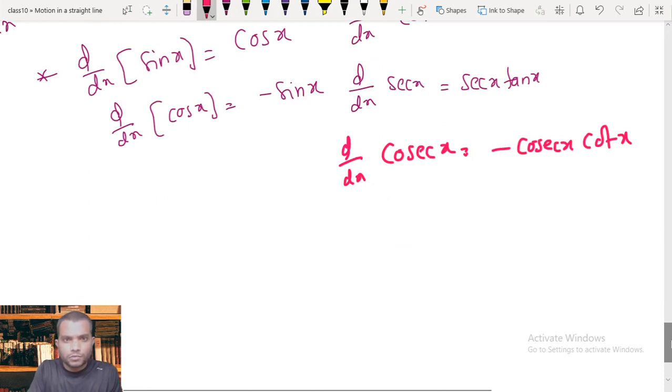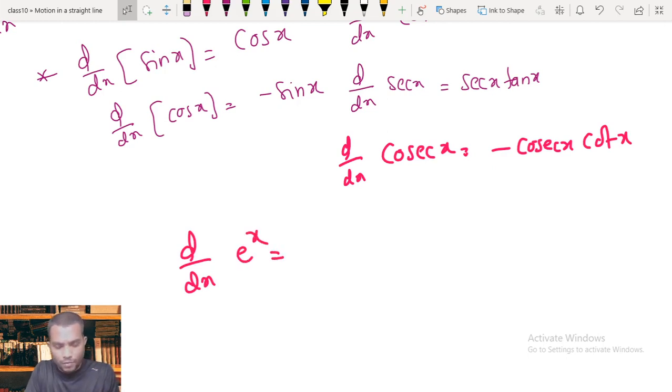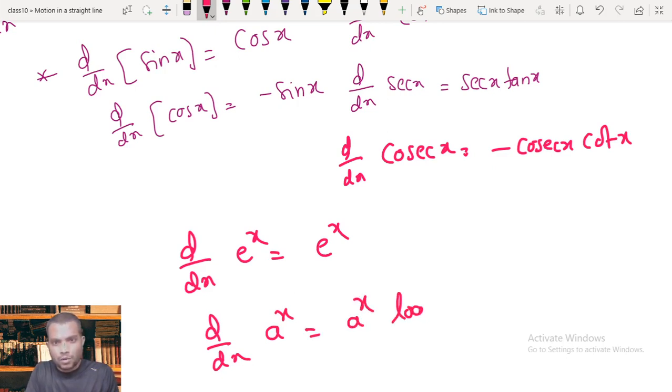And two more formulas which we frequently use: d by dx of e power x. The differentiation of e power x is the same, e power x. And d by dx of a power x is equal to a power x log a. And the last formula I can give is d by dx of ln x. Ln means natural logarithm, and d by dx of ln x is equal to 1 over x.